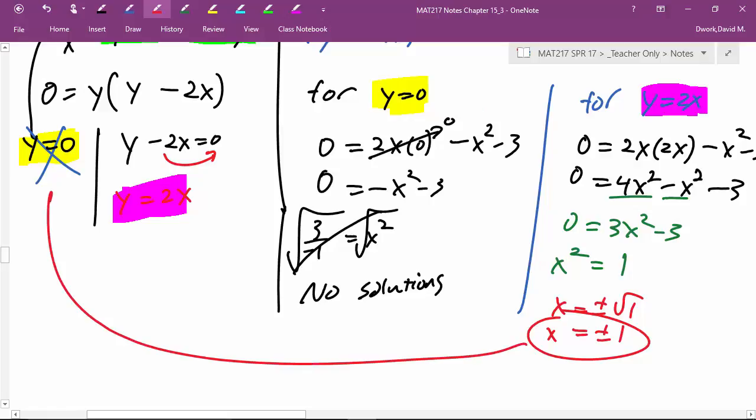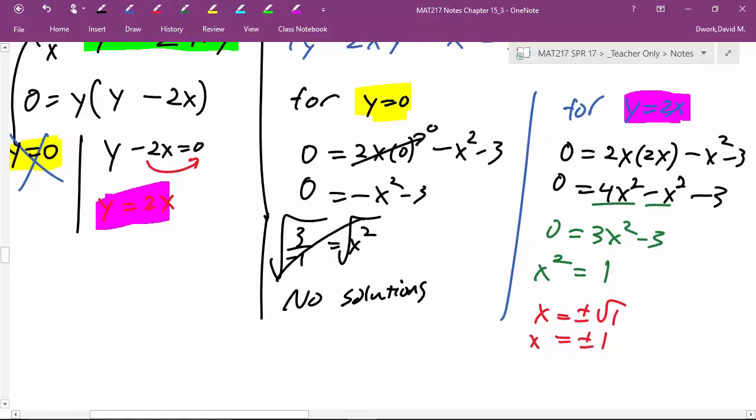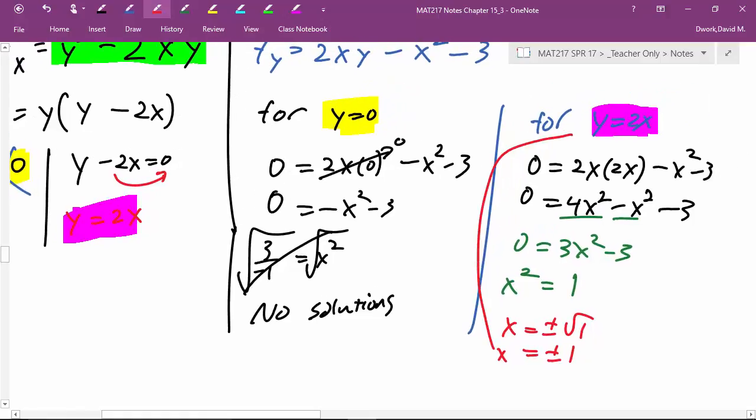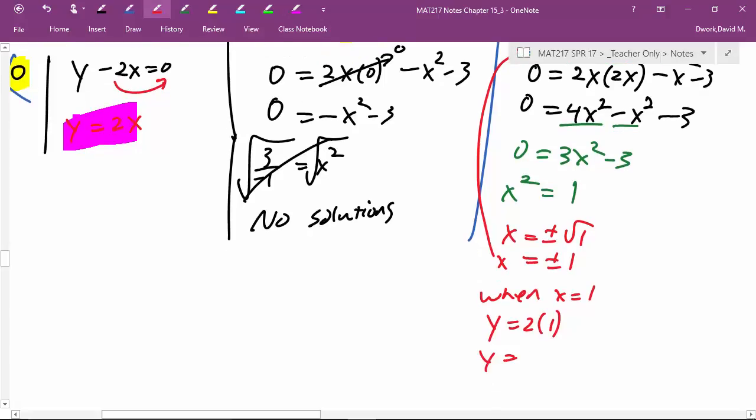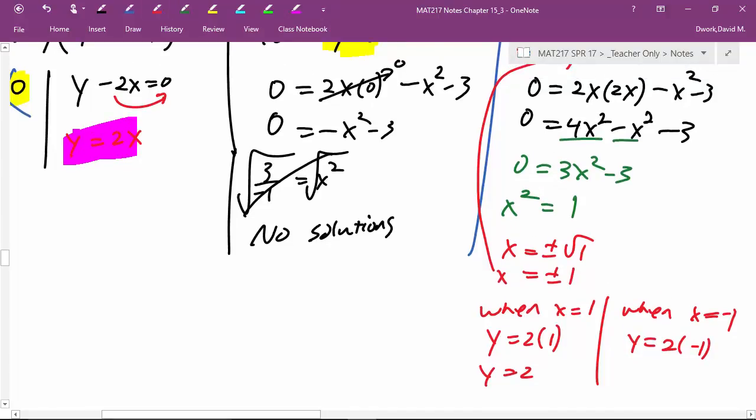Or even if you looked over here, no. Where did this plus or minus 1 come from? It came from the fact that y has to equal 2x. So I now know when x equals 1, I take that, sub it into there, and y would equal 2 times 1, or y equals 2. And when x equals negative 1, y equals 2 times negative 1, so y equals negative 2.